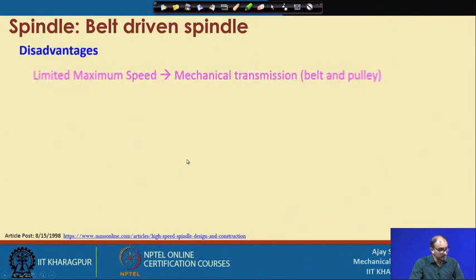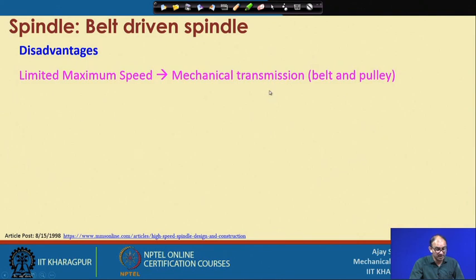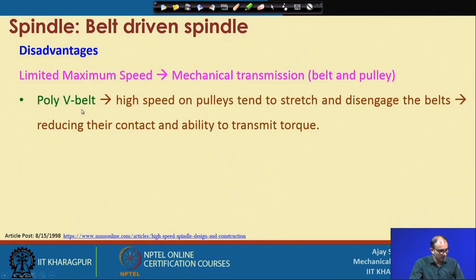What are the disadvantages? It is limited by speed, because it is a mechanical transmission, a belt and pulley type of thing. If you increase the speed beyond a certain limit, what is going to happen? There is slippage between the belt and the pulley, and you are not able to transmit the full power of the spindle from one location to another. With a Poly V belt type, high speed on the pulley tends to stretch and disengage the belt. That is the big problem with the V belt type, reducing their contact and ability to transmit the torque.